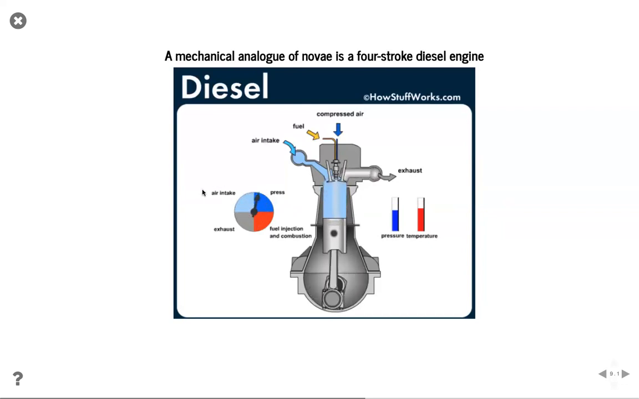And all these 4 stages are observed in nova. Air intake corresponds to accretion of hydrogen-rich material by the white dwarf. Compression corresponds to gravitational compression of the accreted material. Fuel injection and combustion corresponds to mixing of white dwarf material into the accreted hydrogen-rich material during the explosion, during the combustion. And finally, we have the exhaust, which is just the nova ejecta. So you can see that this is a very good mechanical analog. This is, of course, also a joke of novae. Okay.